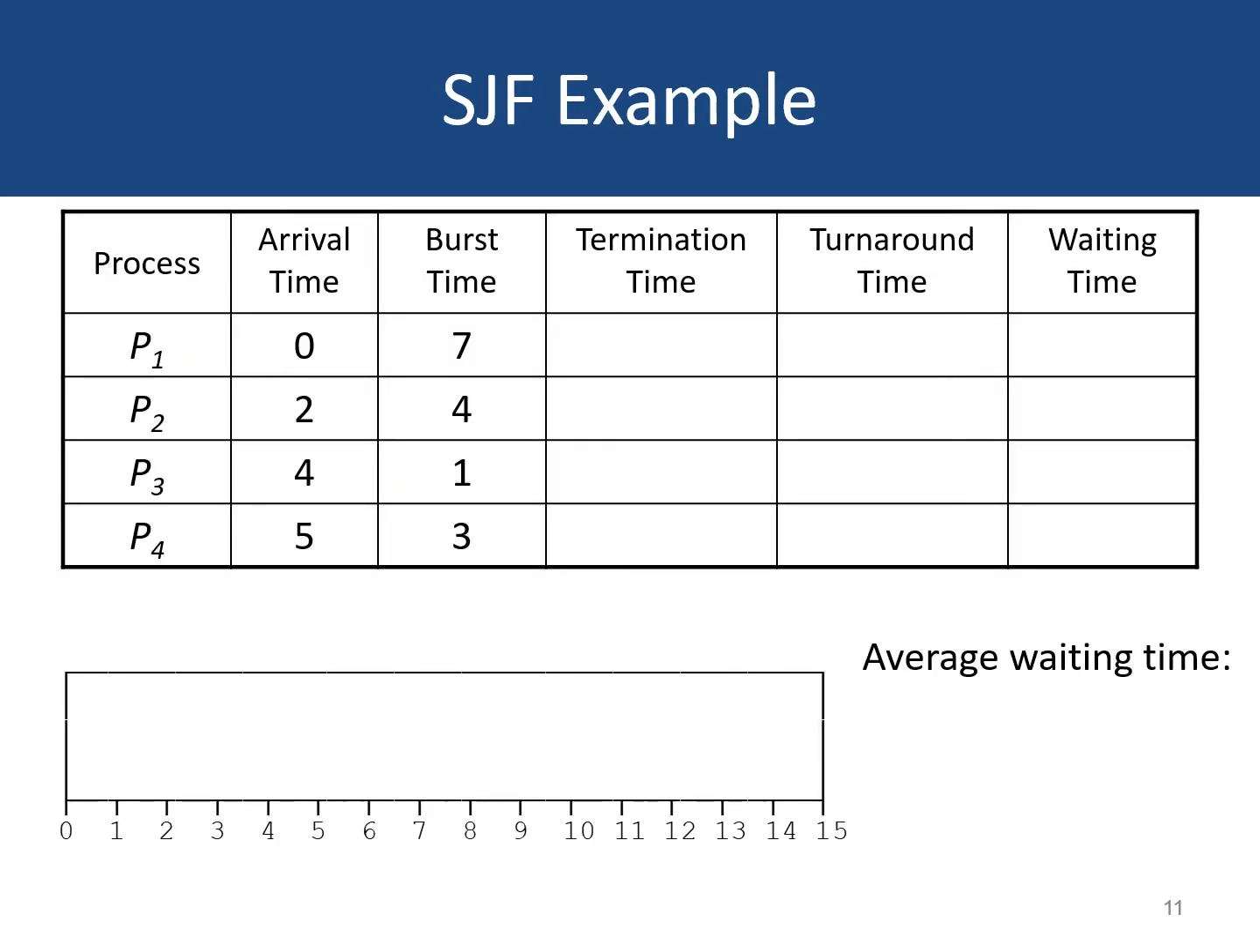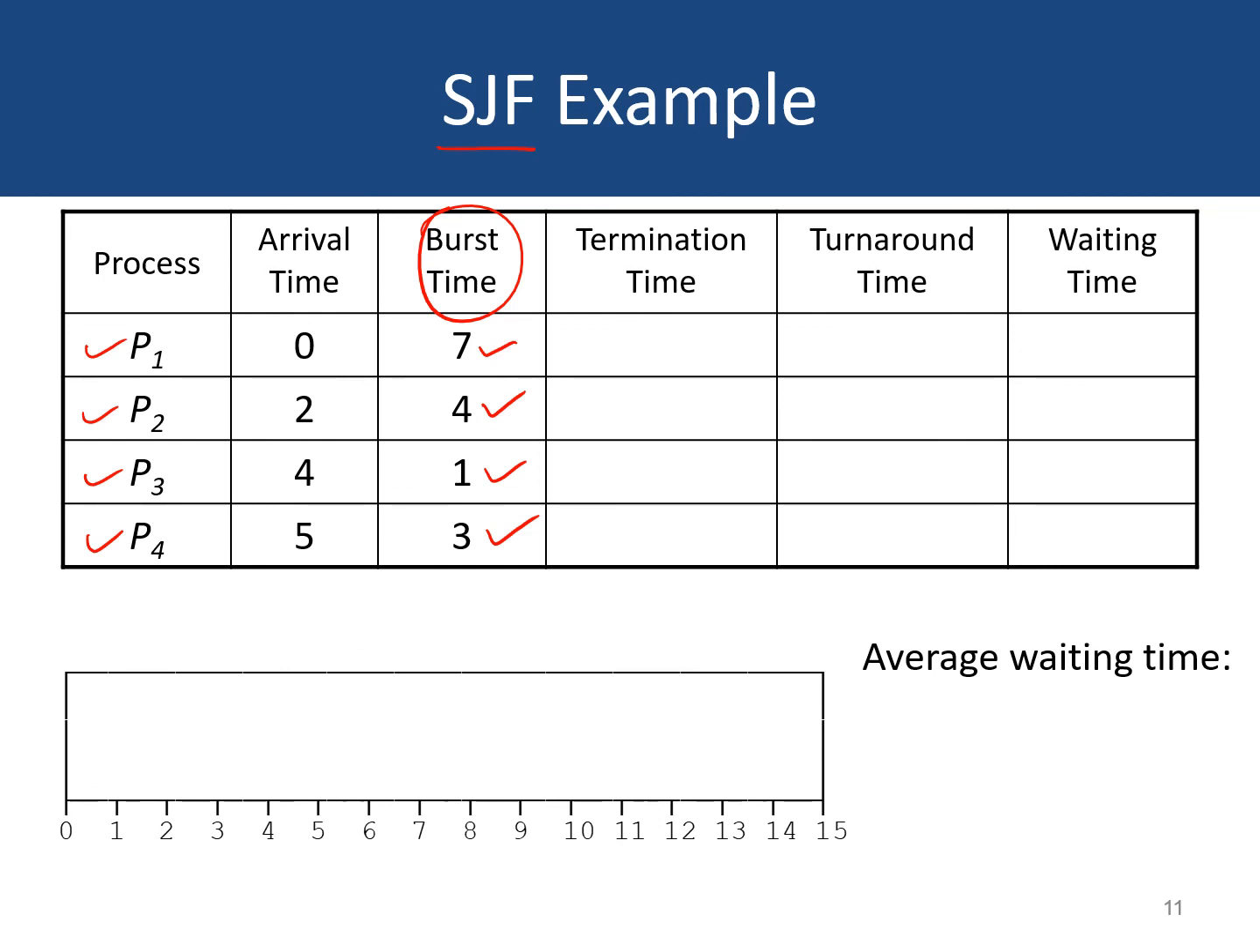Let's try to understand the workings of shortest job first, or the SJF algorithm, better with the help of this example. For simplicity, in this example, we are going to assume that every process has just one CPU burst. There are 4 processes, P1, P2, P3 and P4, and their CPU burst times are as given in the table here. P1 has a burst time of 7 milliseconds, P2 has 4 milliseconds, P3 has 1 millisecond, and P4 requires 3 milliseconds of CPU burst time.